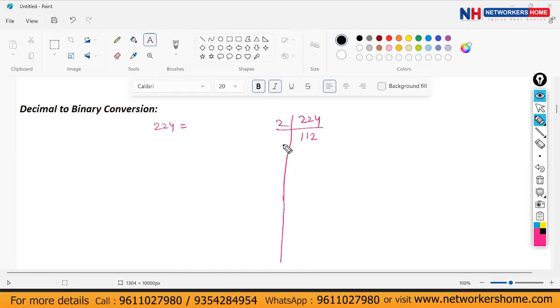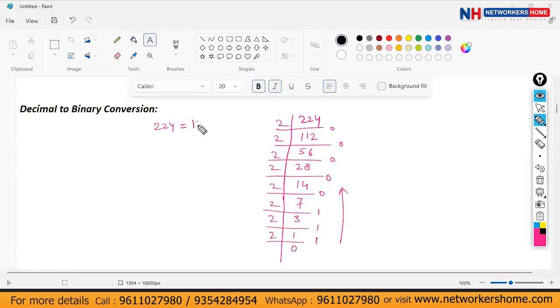112, remainder is 0. Now 56, remainder is 0. Then 28, 0. 14, 0. 7, 0. 3, remainder is 1. 1, remainder is 1. 0, remainder is 1. If you write from bottom to up, it will be 11100000. Everyone has the same answer?